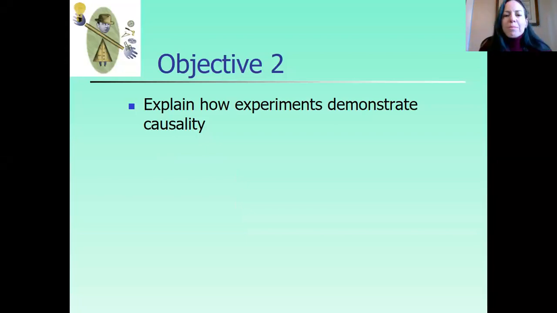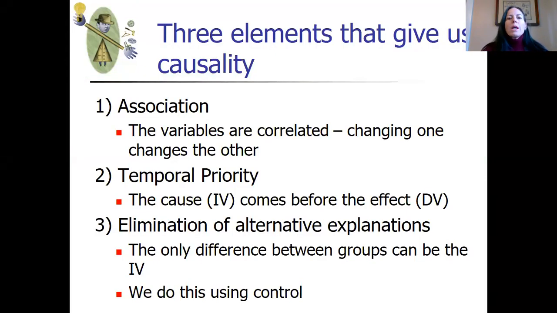Okay. So today I'm going to talk about how experiments demonstrate causality, and that is objective number 2. There are 3 things that give us a sense of causality. Causality is, does one thing cause the other thing? So we've talked about correlation, where 2 things go together, but it doesn't necessarily mean that one causes the other. So if ice cream sales and warm weather go up together, that may mean that one causes the other, but it doesn't necessarily mean that one causes the other.